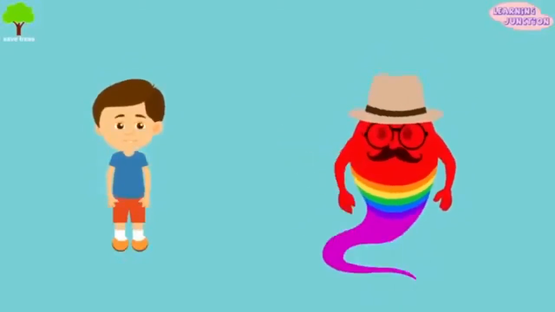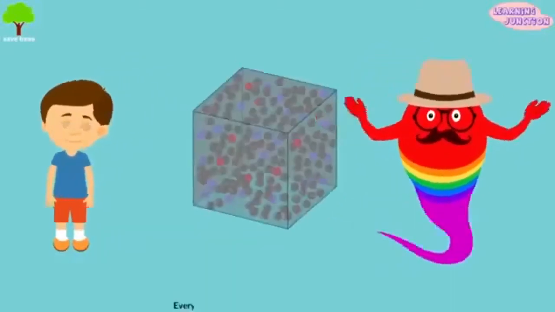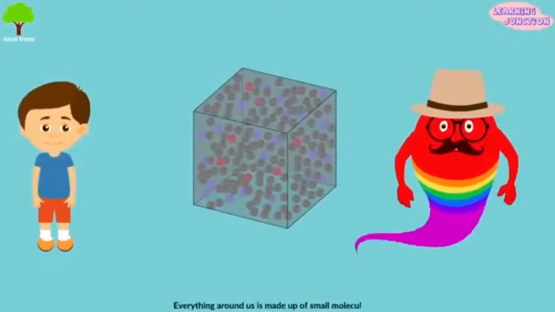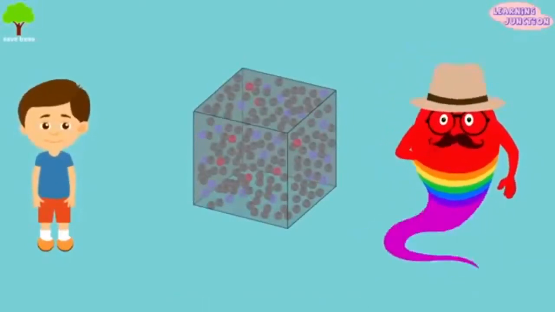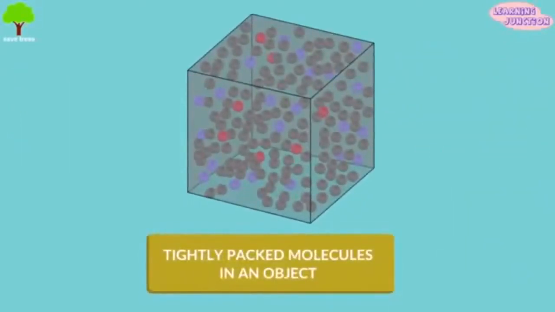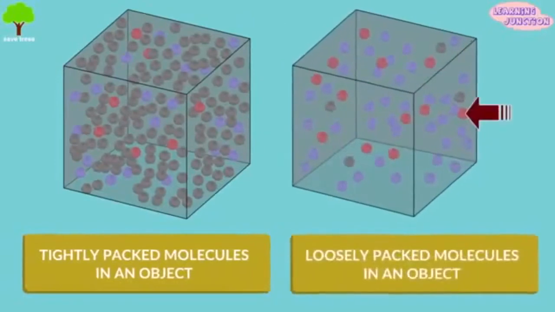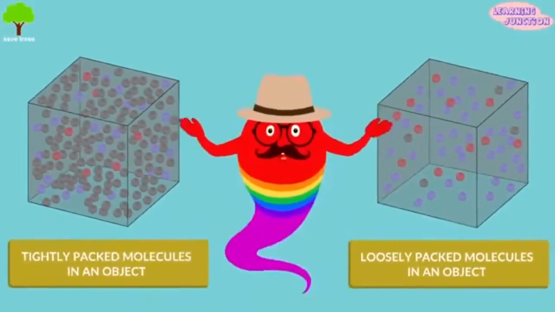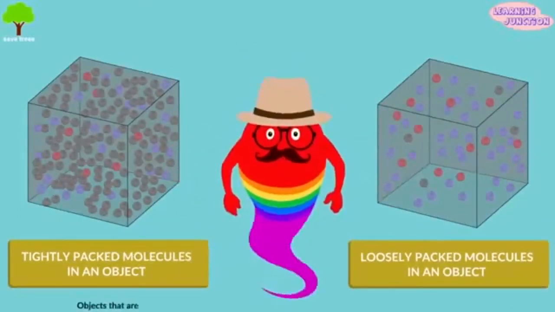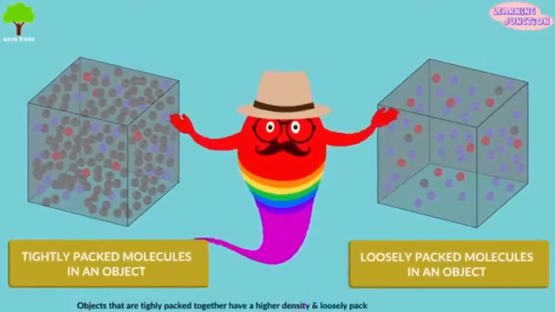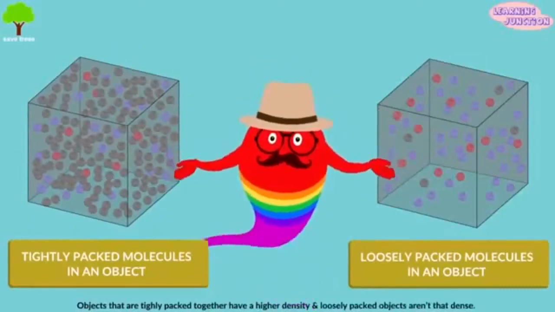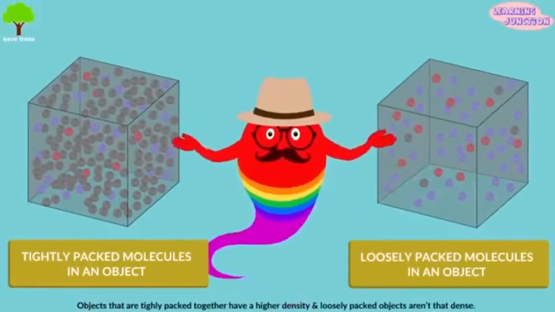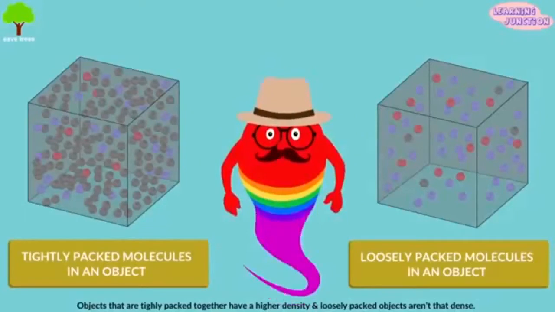Don't worry. Let me explain this. Everything around us is made up of small molecules. In some objects, tiny little objects called molecules are tightly packed together, and in others, they are loosely packed together. This is actually what density means. The objects that are tightly packed together have a higher density, and the more loosely packed objects aren't that dense.